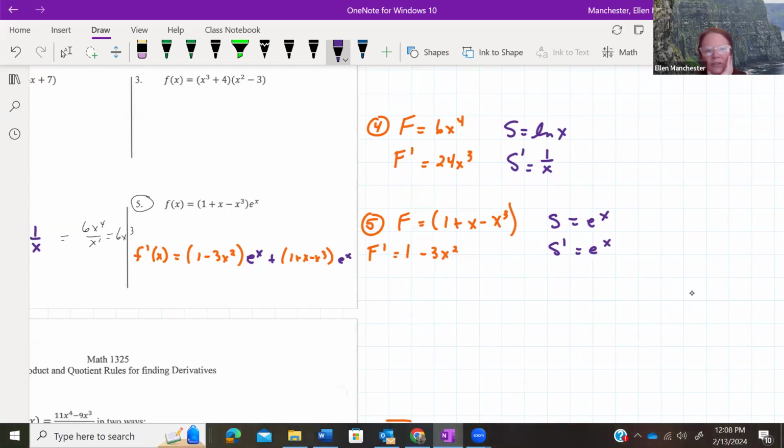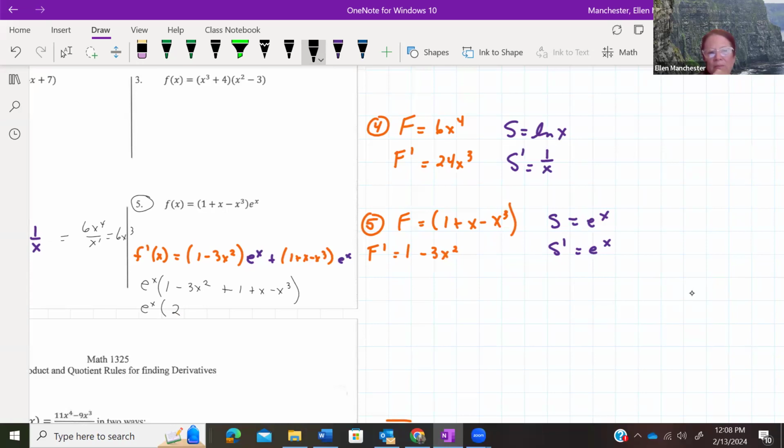Now, the only thing that we can do with this one to clean it up is we have e to the x in common, right? I can't take x out because there's a 1 here and a 1 here. But if I factor e to the x out of each one, I end up with 1 minus 3x squared plus 1 plus x minus x cubed. Do you see it? So once I take this e to the x out, now I have terms that I can add together. So I have e to the x power, 1 plus 1 is 2.